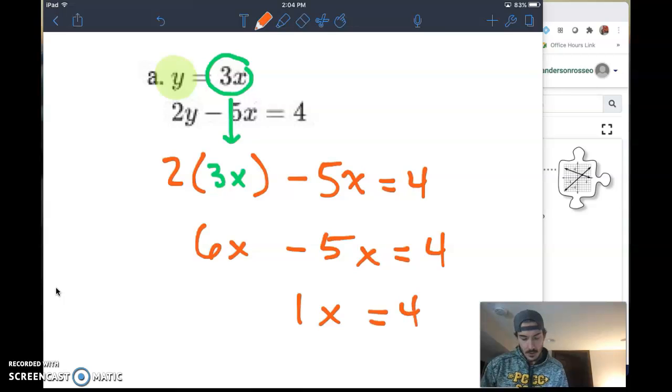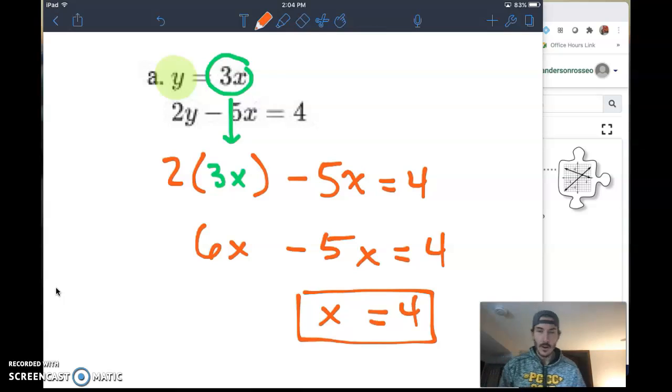And that, of course, is just the same thing. 1x equals 4. That's the same thing as just saying, well, get rid of that 1 if you want. That's the same thing as saying x equals 4. But if you stop here, you don't quite have it. Well, if you stop here, we still need to find y.